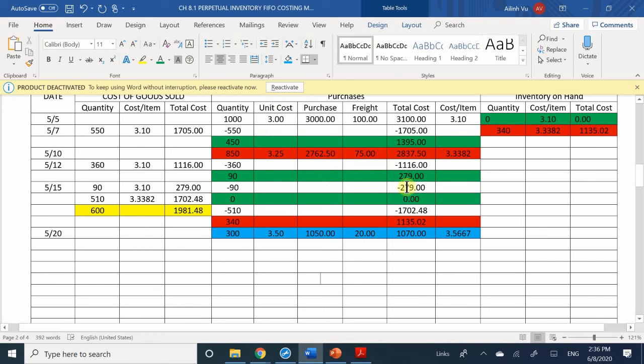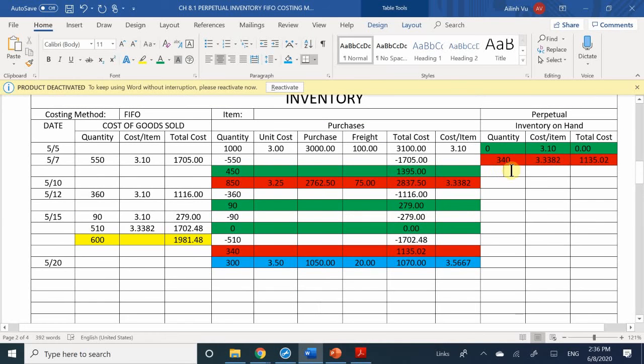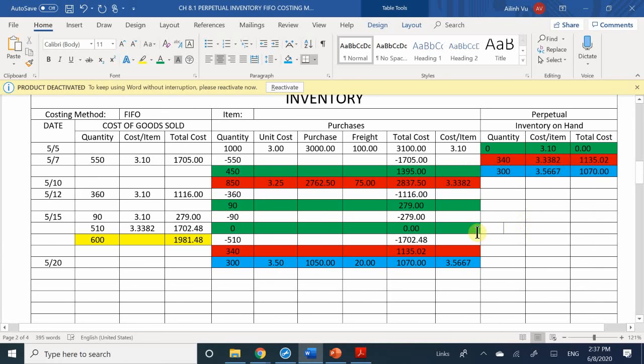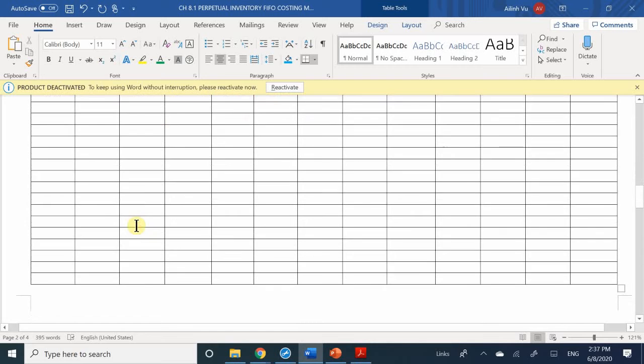All right. Now that we indicated it here, we're going to indicate it here as well because now we have a third batch. So we need to recognize that we have 300 here and it's going to cost us $3.5667. And for the total, it's going to be 1070. Again, we're going to highlight this and make sure that we recognize this is batch number 3. Let me see if I have enough space. Oh, I have plenty of space.